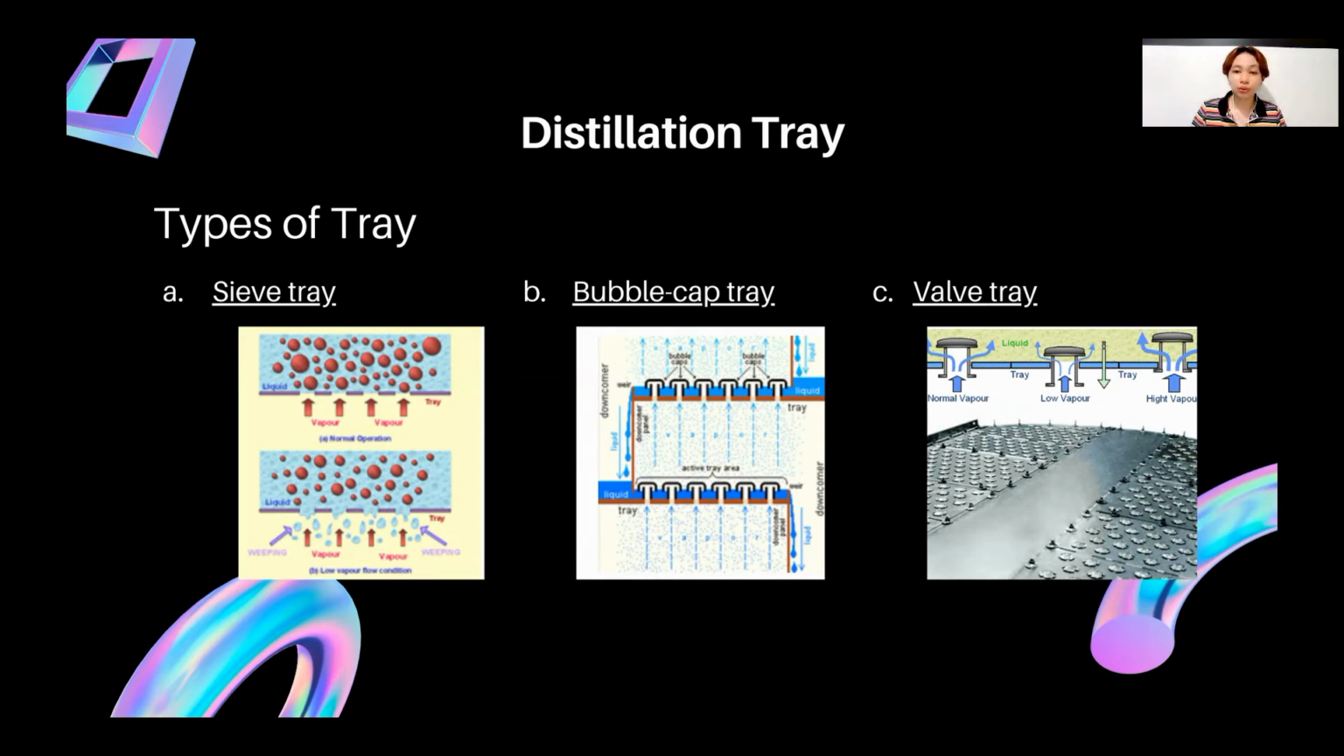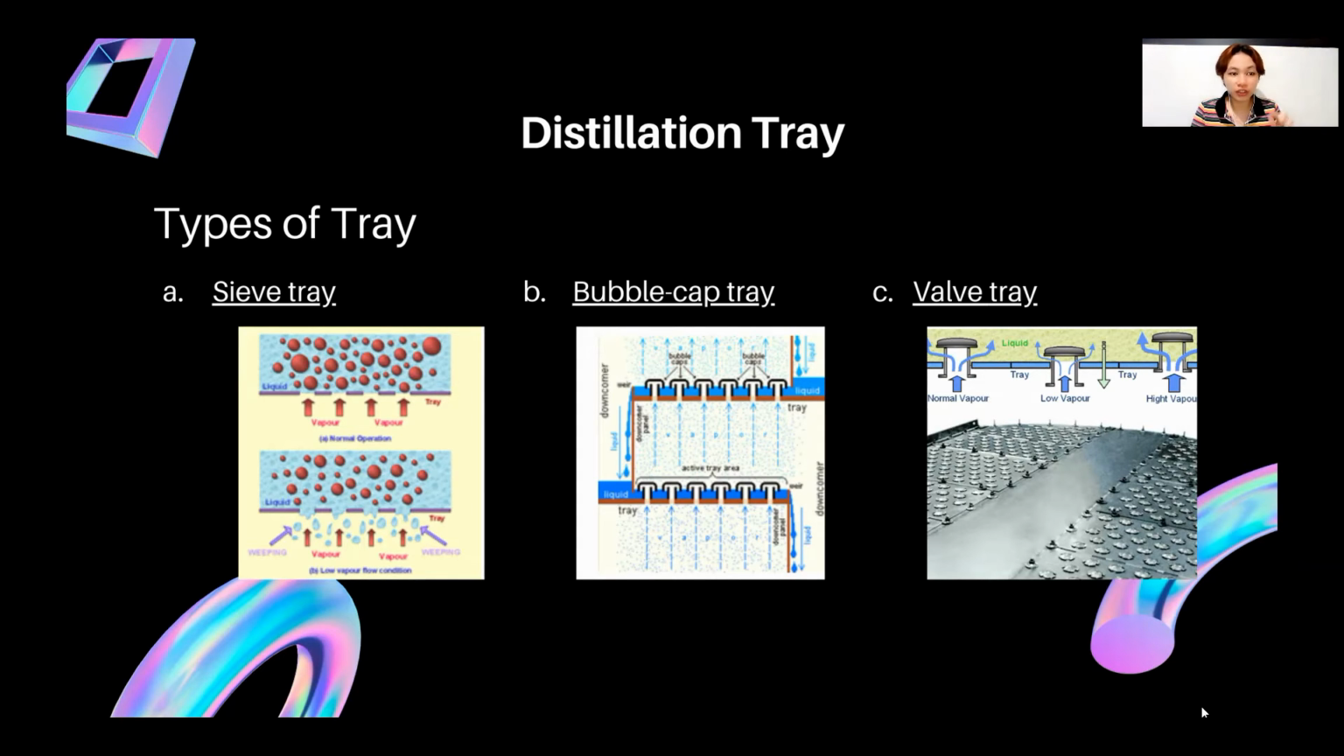translating to better column performance, of course. So fewer trays will be required to achieve the same degree of separation. Attendant benefits include less energy usage and lower construction cost.